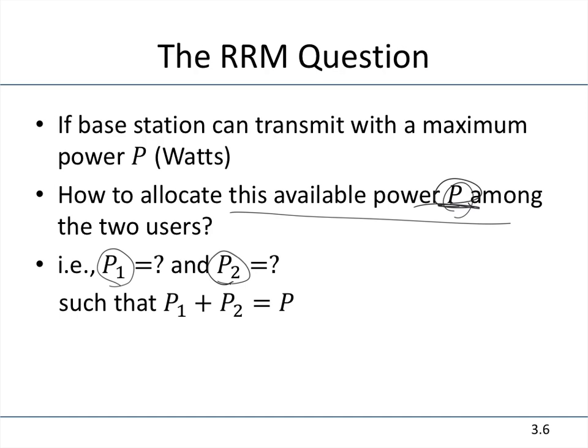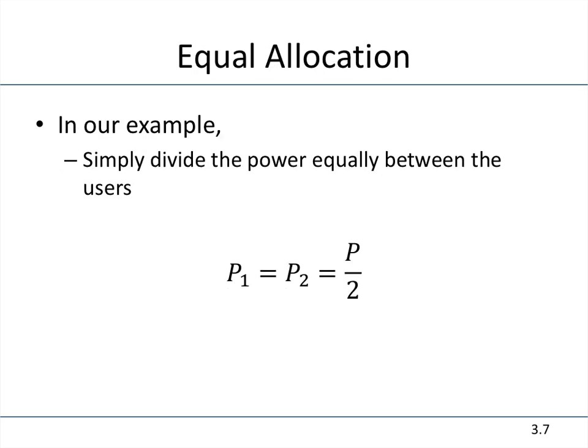So you have P1 and P2 such that P1 plus P2 is the maximum transmit power. Of course, that could be extended to the sum of Pi equals P if you have multiple mobile stations. So let's just equally divide them.